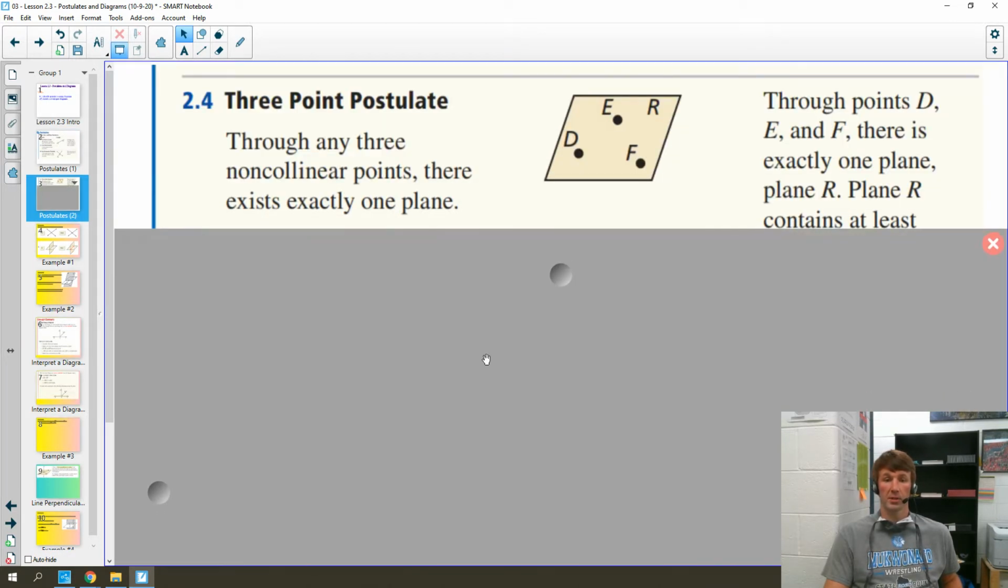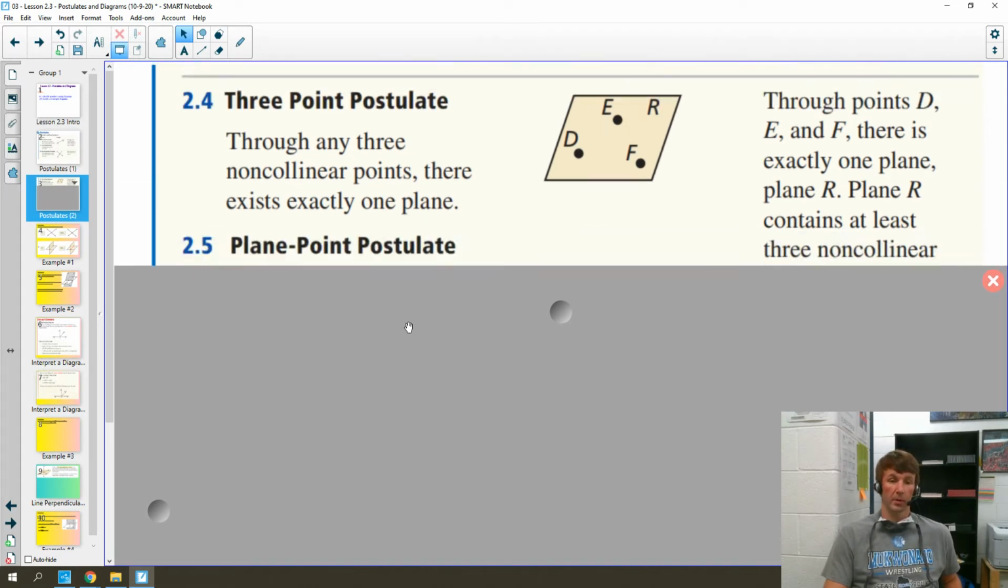The 3-point postulate says that if we have any 3 non-collinear points, remember it can't be in a row, non-collinear, there exists exactly 1 plane. All right, so we've got points D, E, and F as non-collinear points. The only plane that could contain them would be then, in this case, plane R.